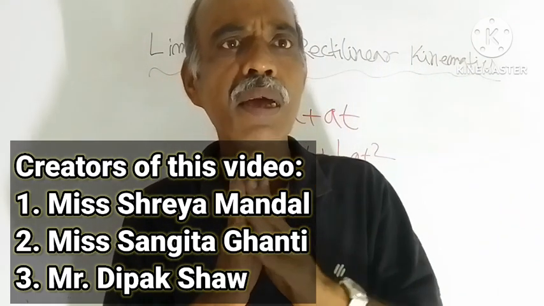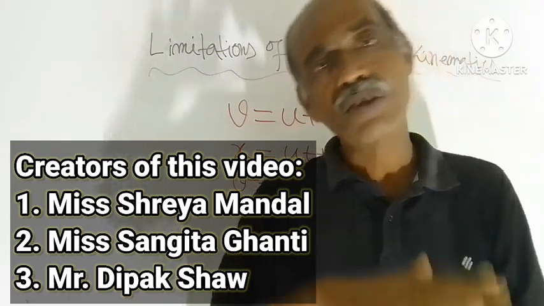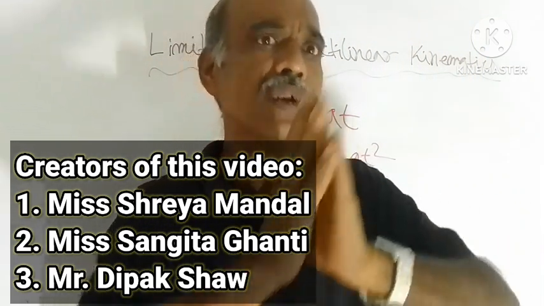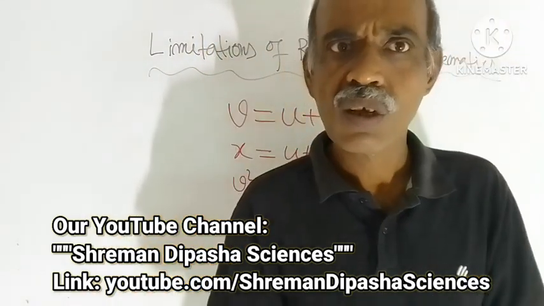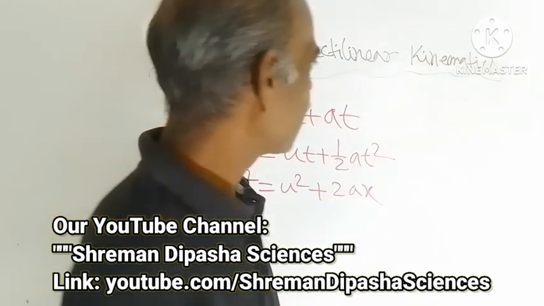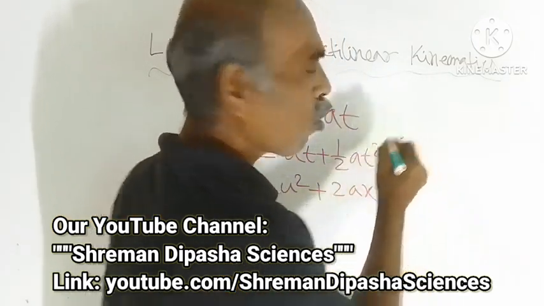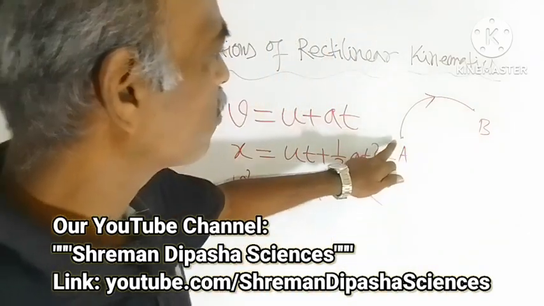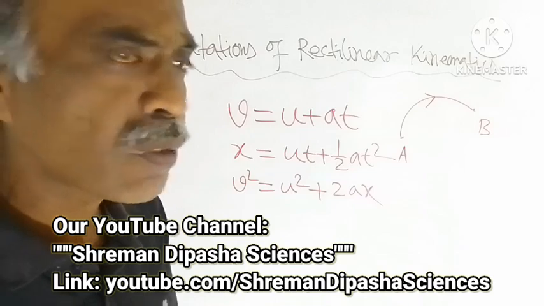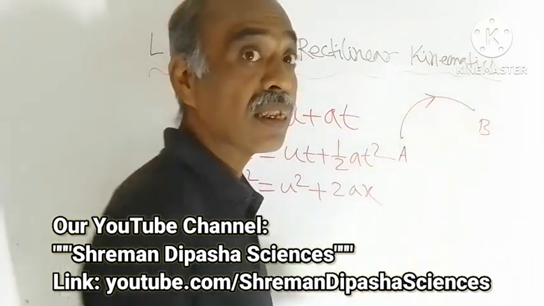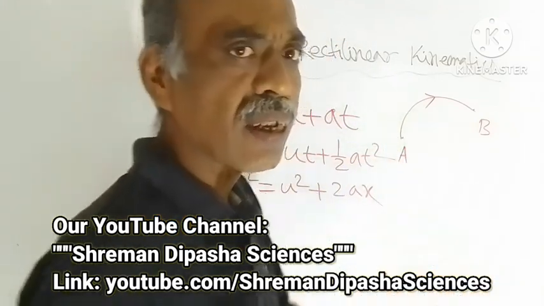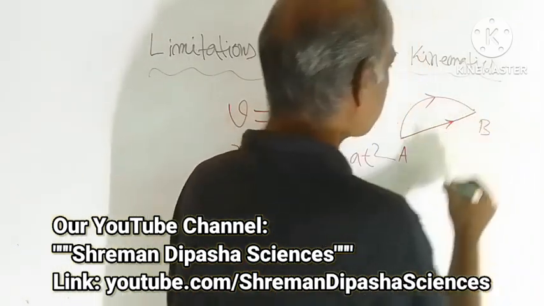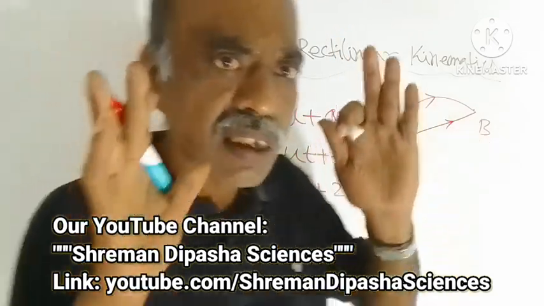Displacement is measured along a straight line from the initial point to the final point, not along a curved path. If you measure the distance along the curved path, then that is only distance, not the displacement. For example, a particle moves from point A to point B following this path. If you measure the length along this path, that is not the displacement. Displacement is found if you join point A and point B by a straight line, and the distance along this straight line is the displacement.